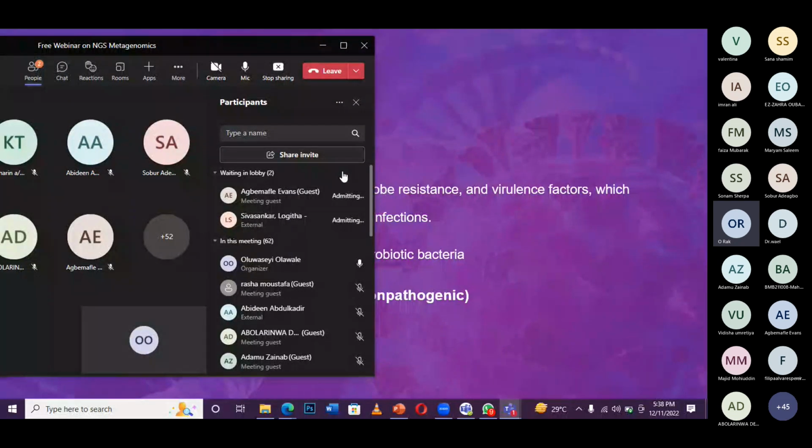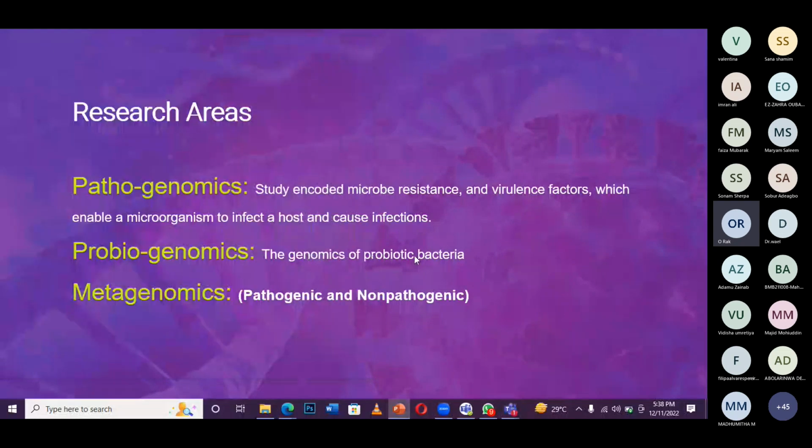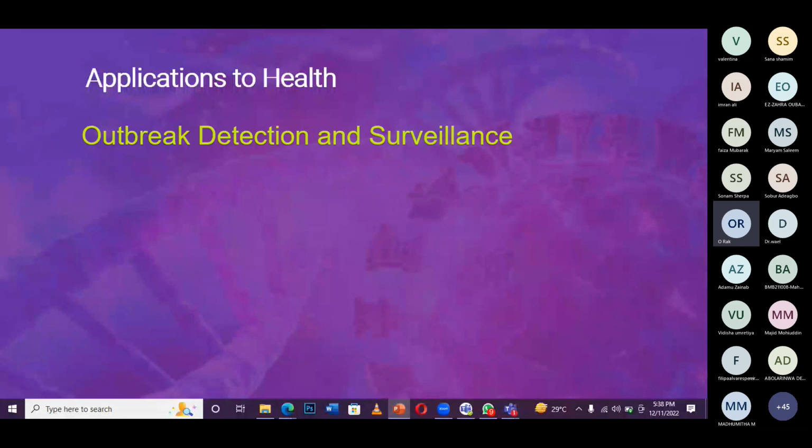Now, what are the applications of microbial genomics to health? I've said some of them. One of them is outbreak detection and surveillance. I believe when COVID-19 broke out, one of the powerful, cutting edge tools that was used to understand the nature of COVID was genomics, such that we were able to focus on understanding the genomic structure, understanding specific genes and what those genes are coding for.